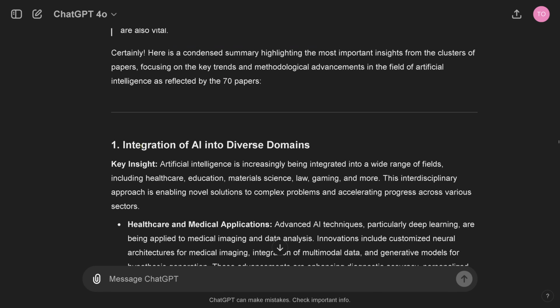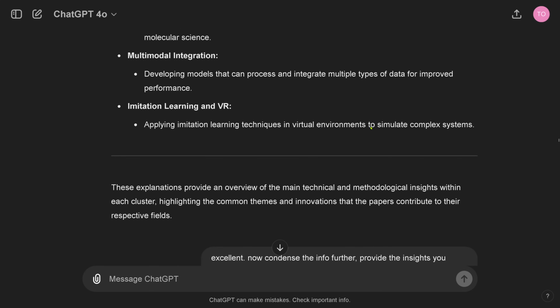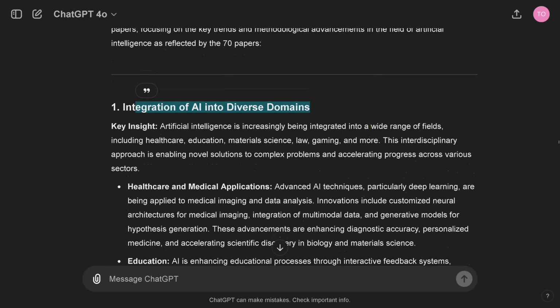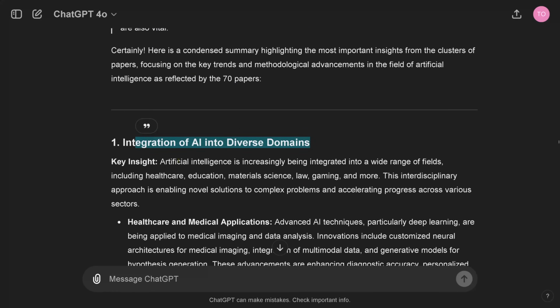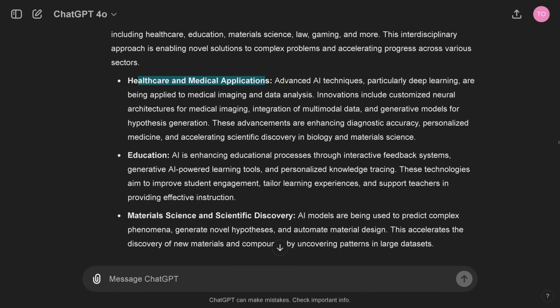And it comes back and it then tells you cluster 1. Integration into... No, this is not cluster 1. Hold on a minute. This is not cluster 1. Key insights: artificial intelligence is integrated into wider healthcare, education, material science, law, gaming, and more. Yeah. Here, this is cluster 1, healthcare and medical applications, education. We have a new structure. Okay.